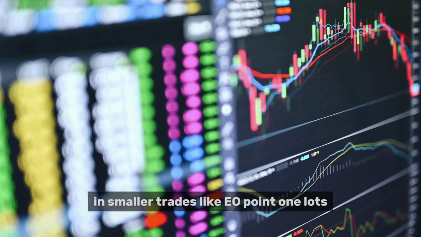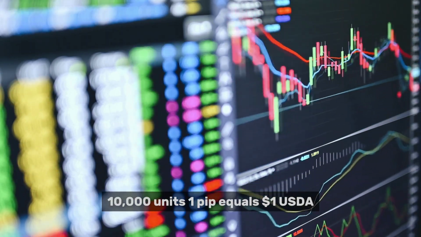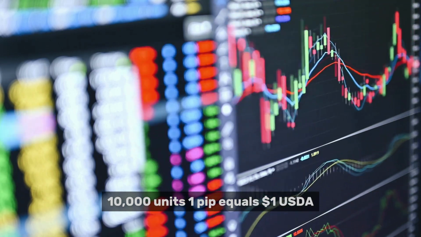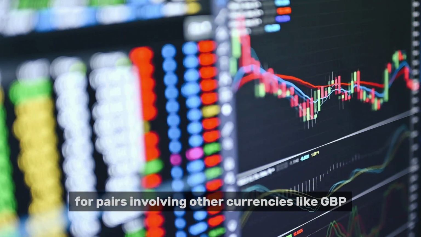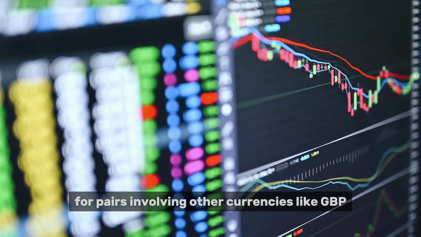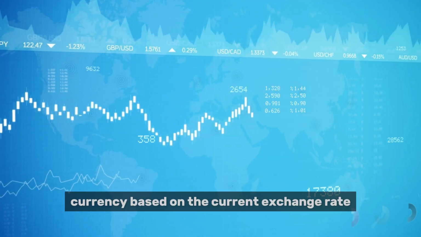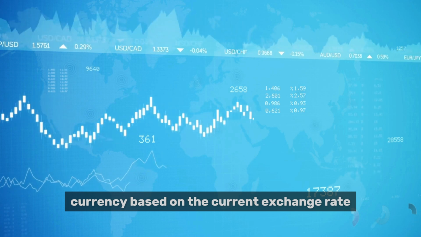In smaller trades, like 0.1 lots, 10,000 units, 1 pip equals $1 USD. For pairs involving other currencies, like GBP or JPY, you need to convert the pip value to your account currency based on the current exchange rate.